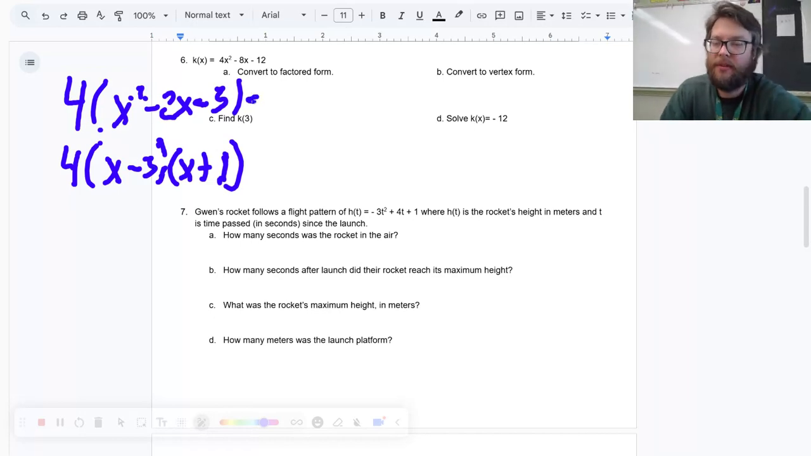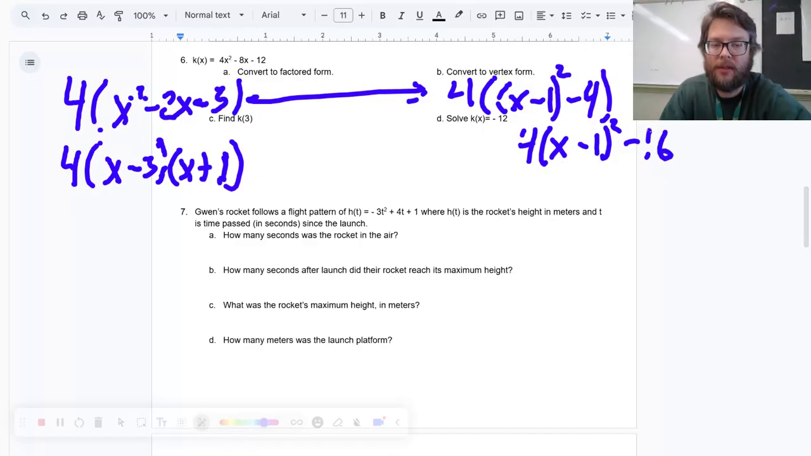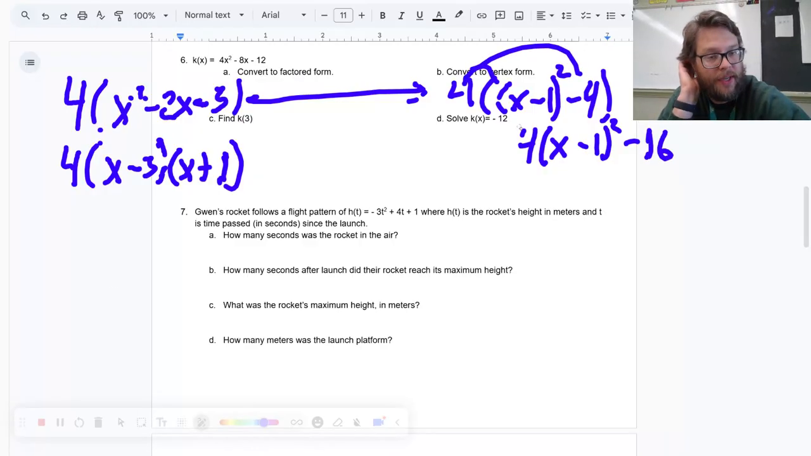To convert that to vertex form, keep the 4 where it is, complete the square on the inside. Half of minus 2 is minus 1. Square that, you get positive 1. Minus 4, you get negative 3. So your vertex form is 4 times x minus 1 squared minus 16, because I distributed the outside 4 to both of the inside pieces.